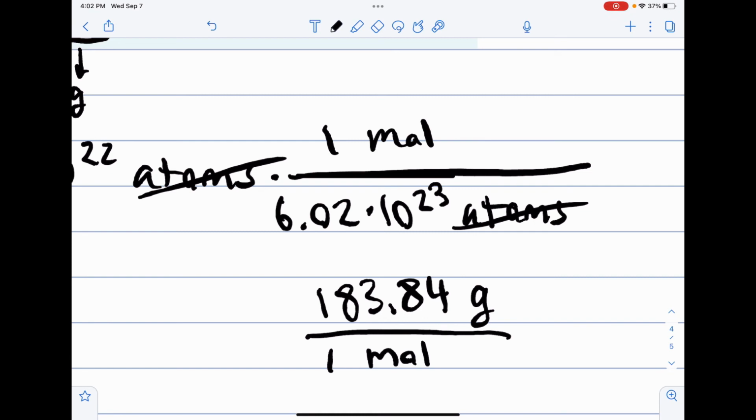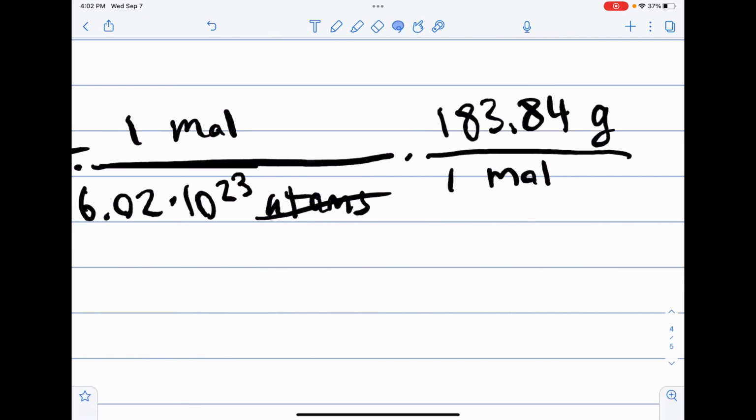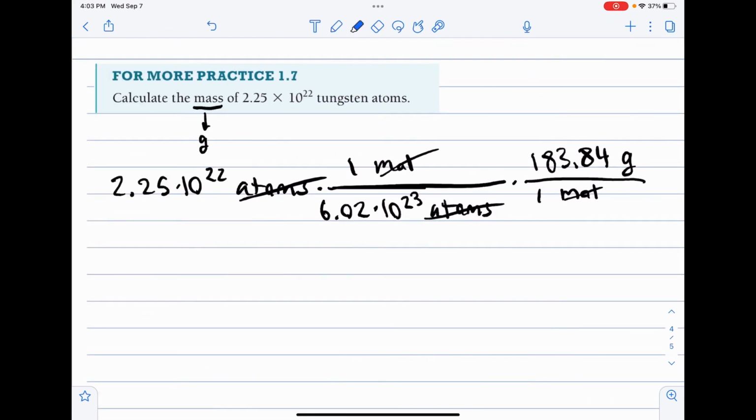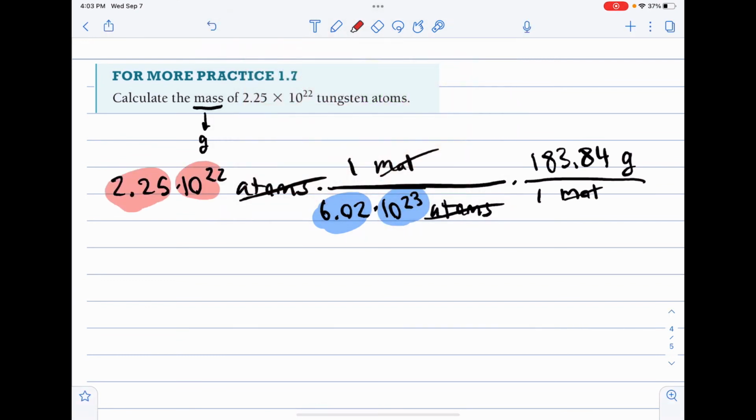Do I want to keep it like this or do I want to flip it? I want to keep it like this, because if we do keep it like this, then mole and mole will cancel out and gram will end up on the top where we want it. So now what we can do is what we did before. So we count up all of our bottoms and we can count up all of our tops, and we can put it in the calculator.